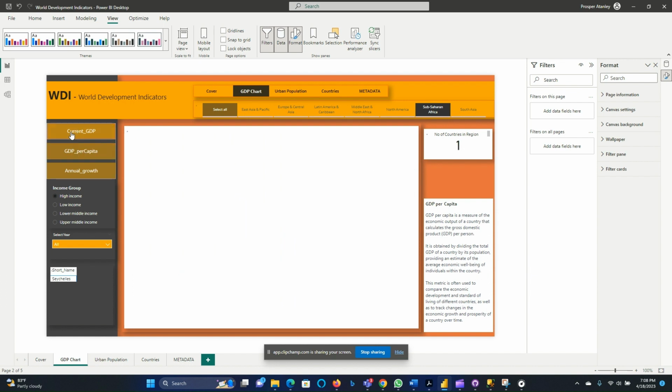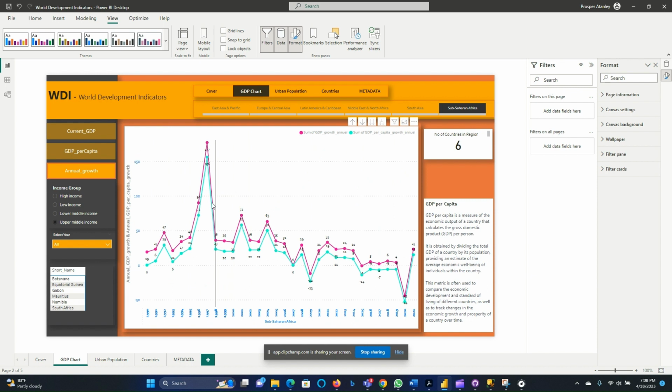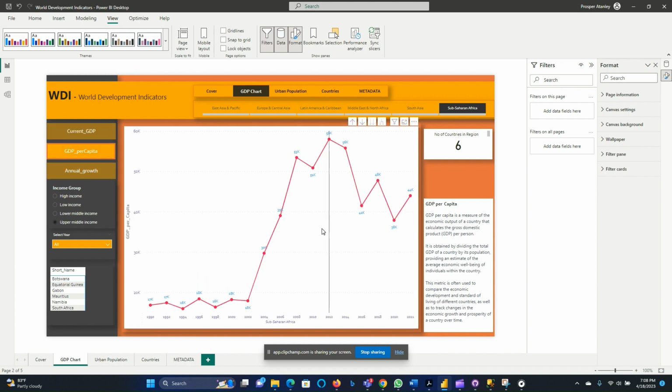But I'm going to show you the current GDP chart, the annual growth rate for both the GDP and the GDP per capita. Yeah, we're going to go back to the GDP per capita. In all, the countries here are grouped into regions. The selected one here is Sub-Saharan Africa, and under it you see the income group of the countries, right? We have four income groups here. We have high income, low income, lower middle income, and upper middle income.